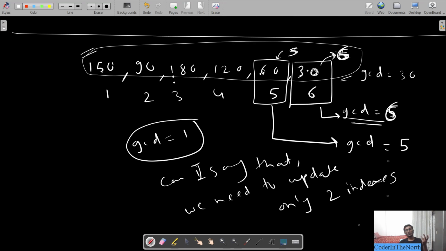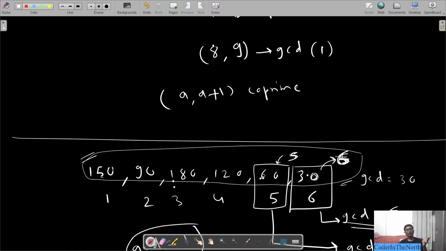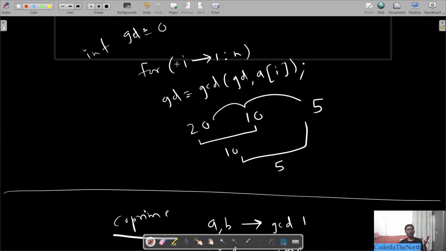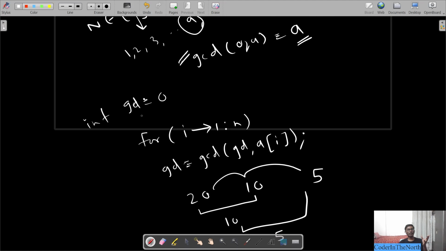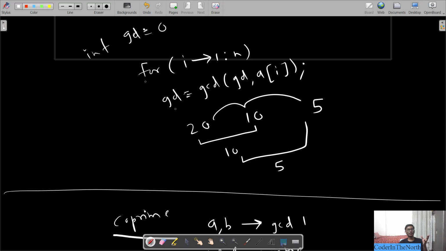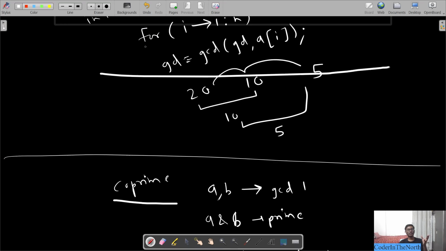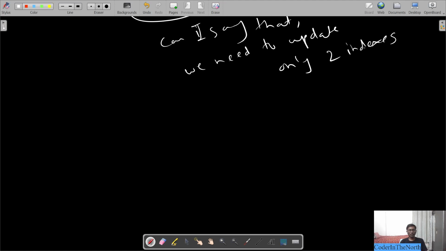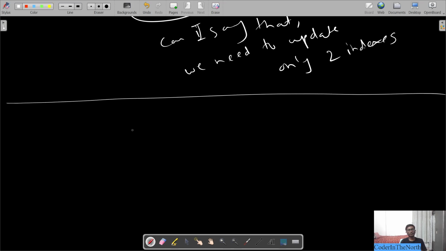What I can say is those two indices will always be consecutive. Okay, try to think with this coprime and why I told you how we take GCD of multiple numbers. Okay, try to think with this. Now I'll continue.